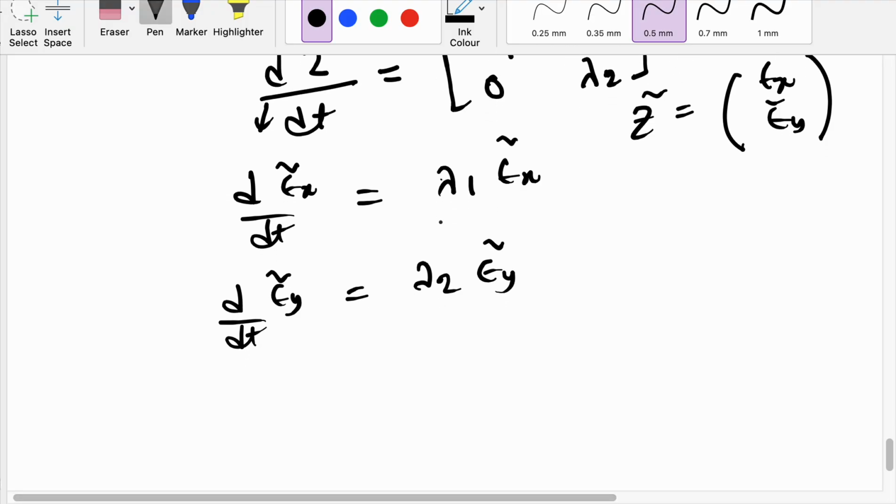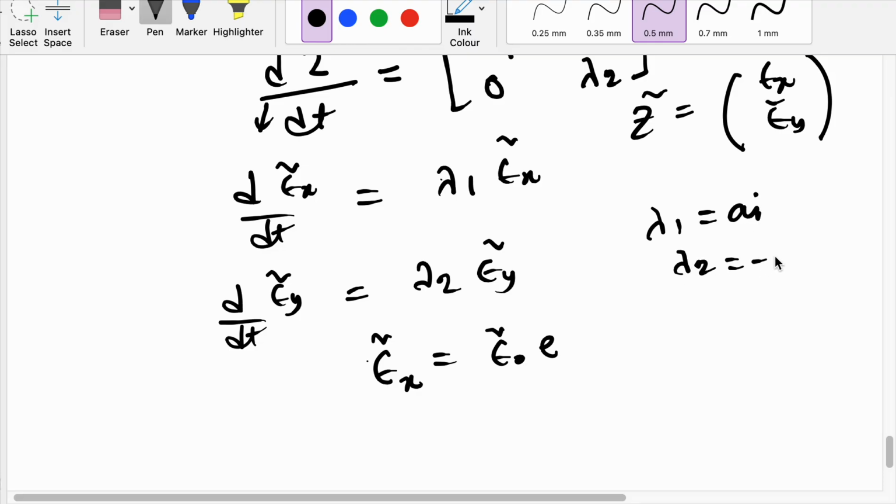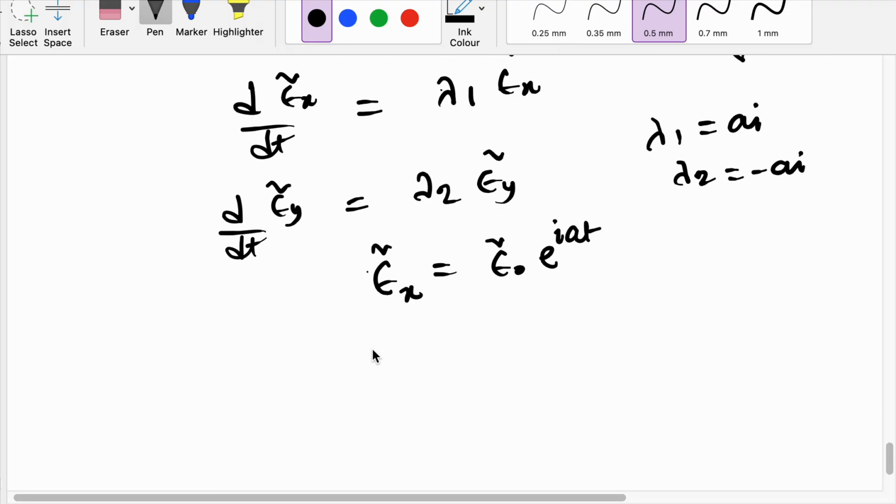Now after that you solve the equation. If lambda 1 and lambda 2 are pure imaginary, suppose lambda 1 equals ai and lambda 2 equals minus ai, you will get epsilon x tilde is epsilon 0 tilde e to the power iat, and epsilon y tilde equal to epsilon 0 tilde e to the power minus iat. So if this is the solution, that means my system is actually oscillating. Is it clear why it is oscillating?